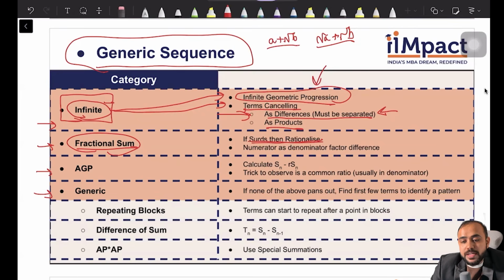Most probably the denominator once rationalized will turn out to be something which is the same for all the fractions, in which situation the fraction part is removed. The second situation, which we will shortly see, is numerator as the difference of the denominator's factors, in which case it breaks as differences and terms start to cancel.